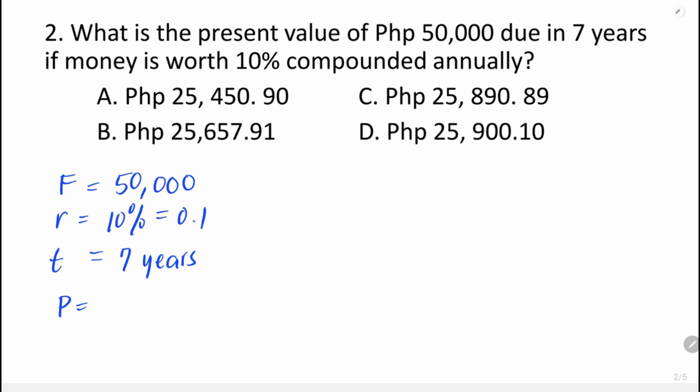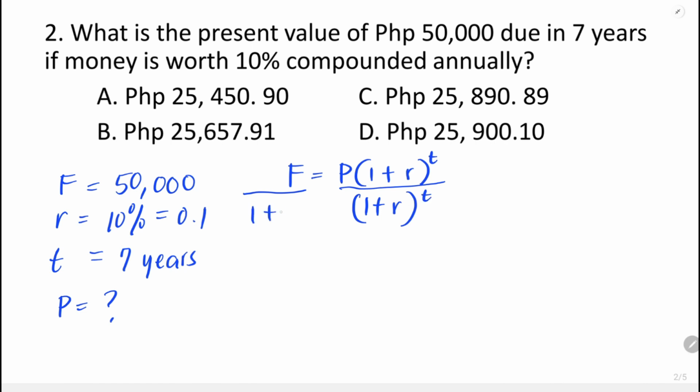So, yung principal amount. Kung i-derive natin yung formula mula sa F equals P times the quantity 1 plus R raised to T, para makuha yung P, i-divide lang natin yan both sides sa 1 plus R raised to T. Cancel. So, P is equal to F over 1 plus R raised to T.